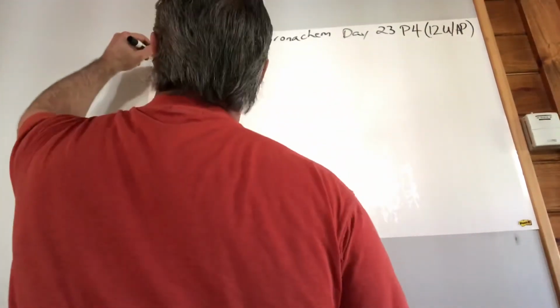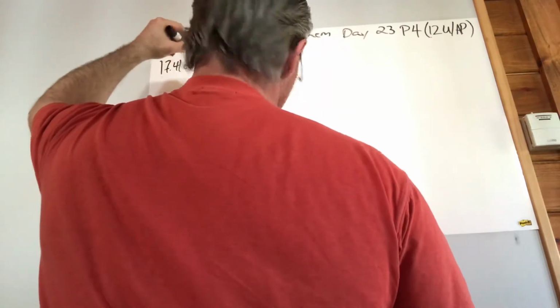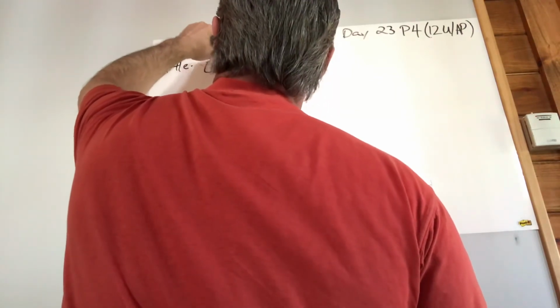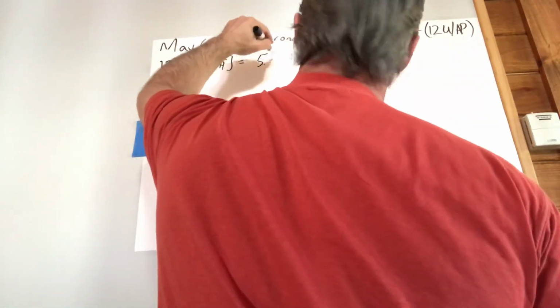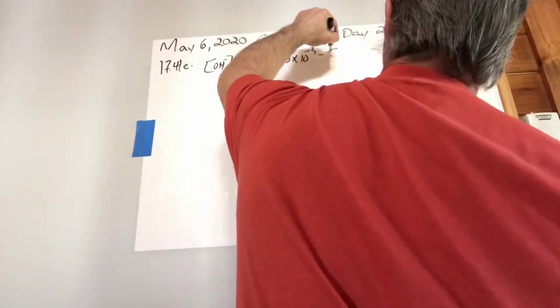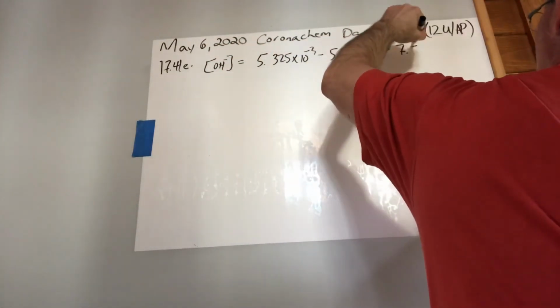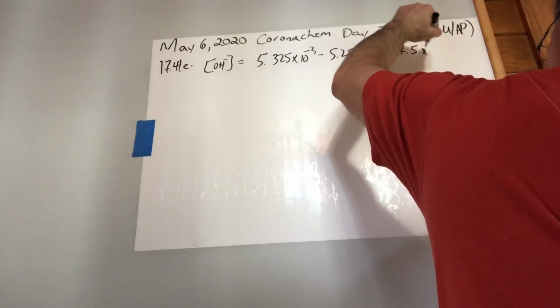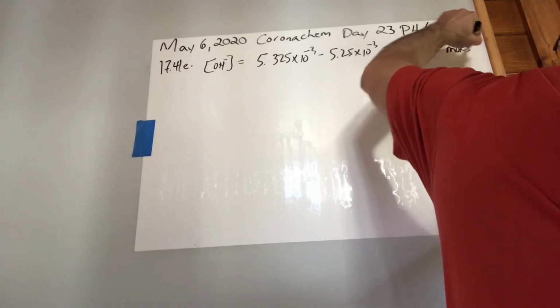Okay. So on 1741E, the hydroxide ion concentration is equal to 5.325 times 10 to the -3 minus 5.25 times 10 to the -3. I use n is equal to MV. I don't feel like doing that again for you. You can figure that one out. It's pretty easy. So you get an excess of 7.5 times 10 to the -5 moles of sodium hydroxide.